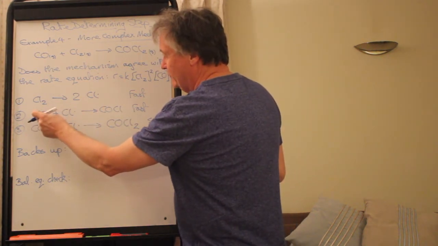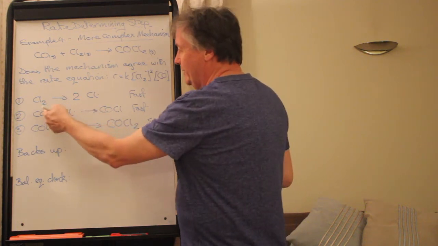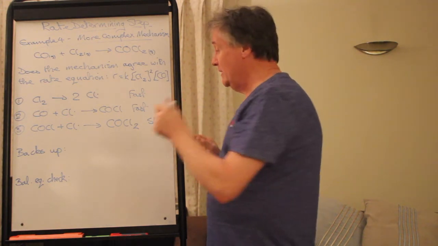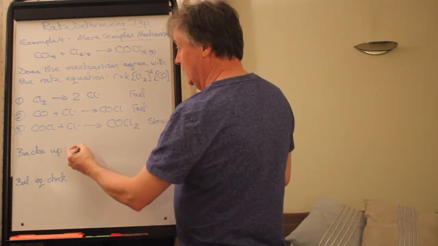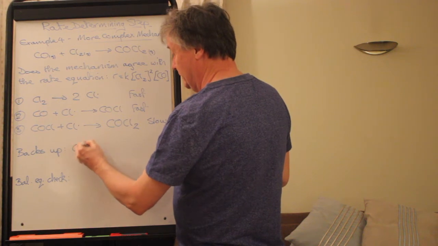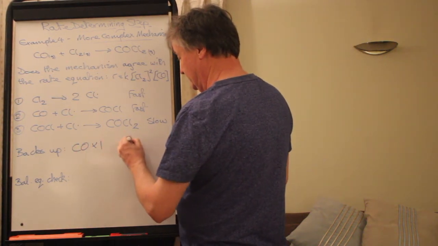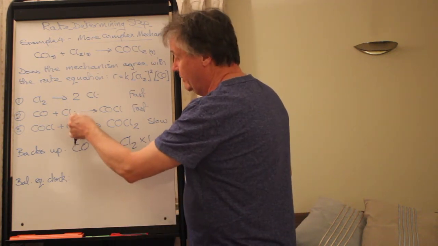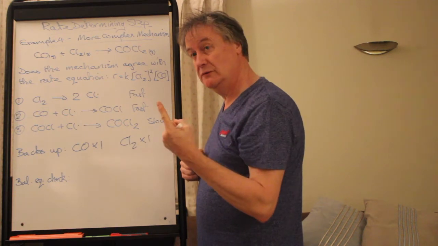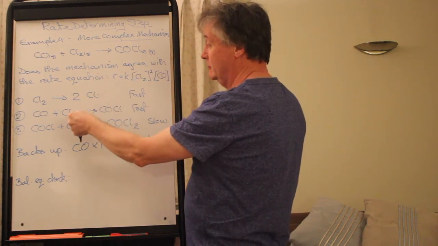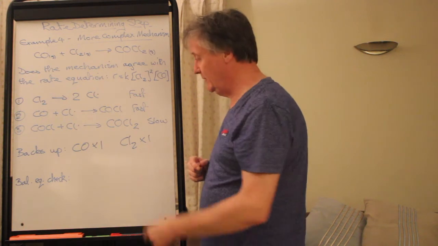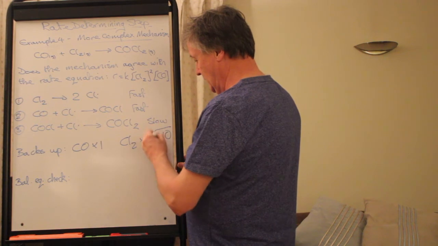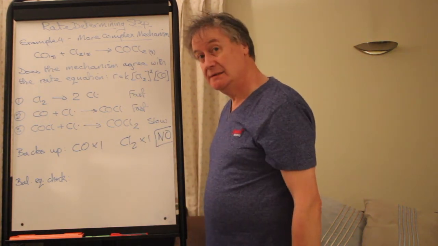You've backed up that reactant and that reactant. So it would be one of those and one of those. But the rate equation tells you that you need two chlorines. So what does it back up? It backs up one carbon monoxide and one chlorine, because to get Cl free radicals, you need to split apart just a single chlorine molecule to produce the two free radical chlorines that you need, one for step two, one for step three. So that's what's backed up. So the answer is that no, it doesn't.